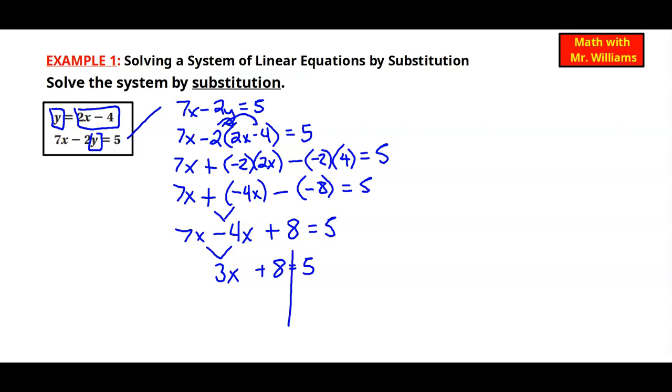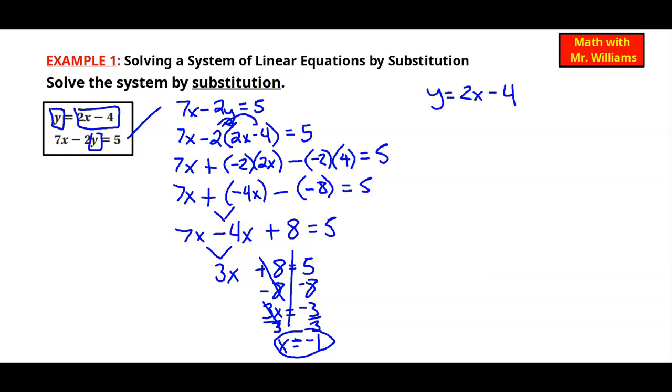Now it's a simple two-step equation, so we're going to draw our line of equality. We're going to subtract the 8 from both sides, giving us 3x equals a negative 3. Divide by 3 on both sides to cancel the 3, and x equals a negative 1. All right, now we substitute that negative 1 back in to the first equation.